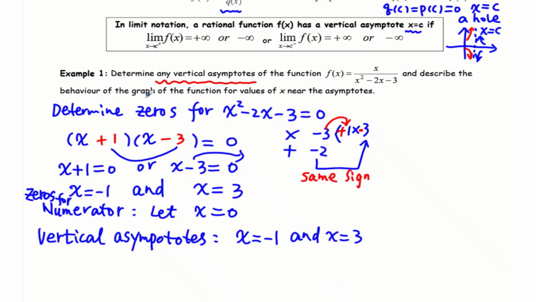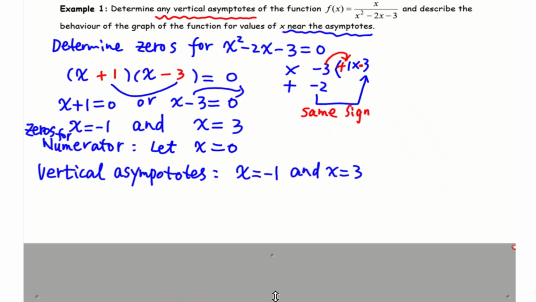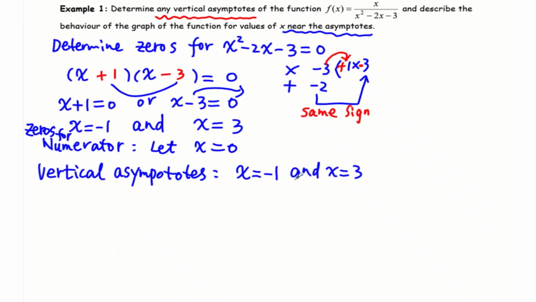And after that, it asks you to describe the end behavior of the graph of the function for values of x near the asymptotes. So this behavior means when x approaches -1 from the left side and from the right side, is it positive infinity or negative infinity. So we are going to see. And again, we want to draw a chart to help us find the positive or negative.